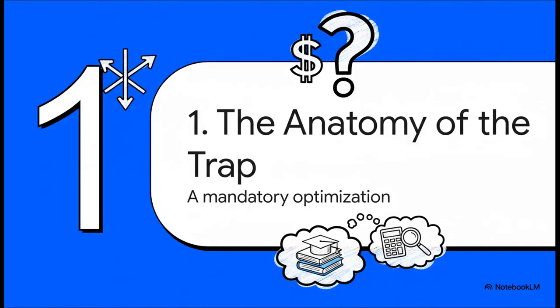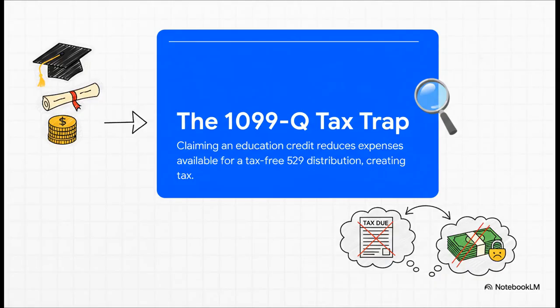Okay, first things first, let's get our heads straight about this. The name 1099-Q tax trap is honestly a little misleading. It makes it sound like a penalty, like you did something wrong. You didn't. This isn't a penalty at all. It is the direct, unavoidable mathematical result of some very strict anti-double dipping rules that are woven into the tax code. Here's the nuts and bolts of it.